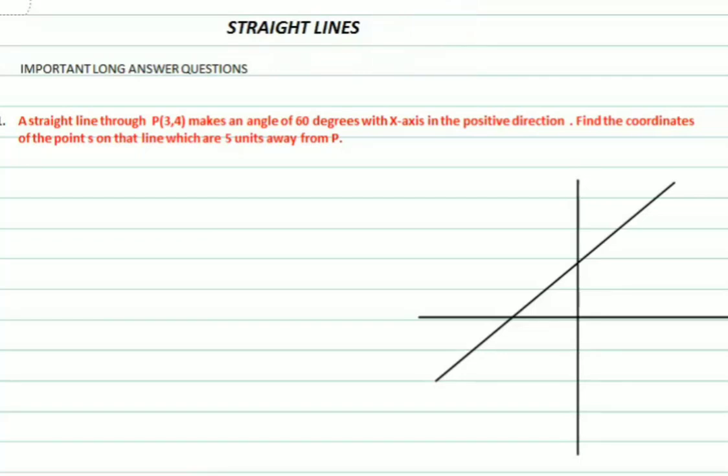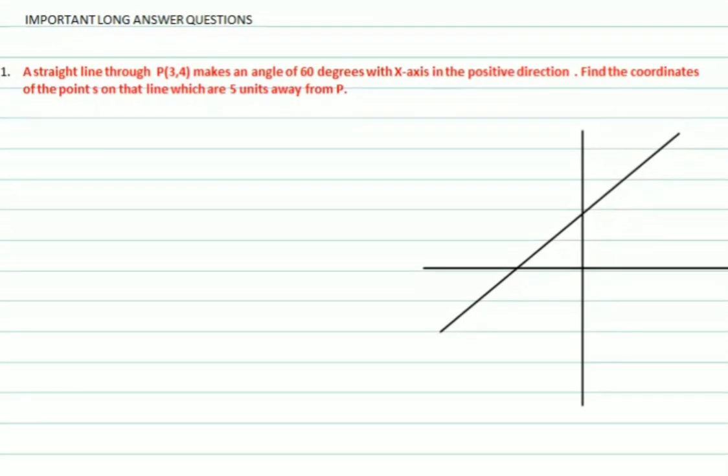Straight lines, important 7 marks questions we have to discuss here. First question is, a straight line through P(3, 4) makes an angle 60 degrees with x-axis in the positive direction. Find the coordinates of the points on the line which are 5 units distance from it.